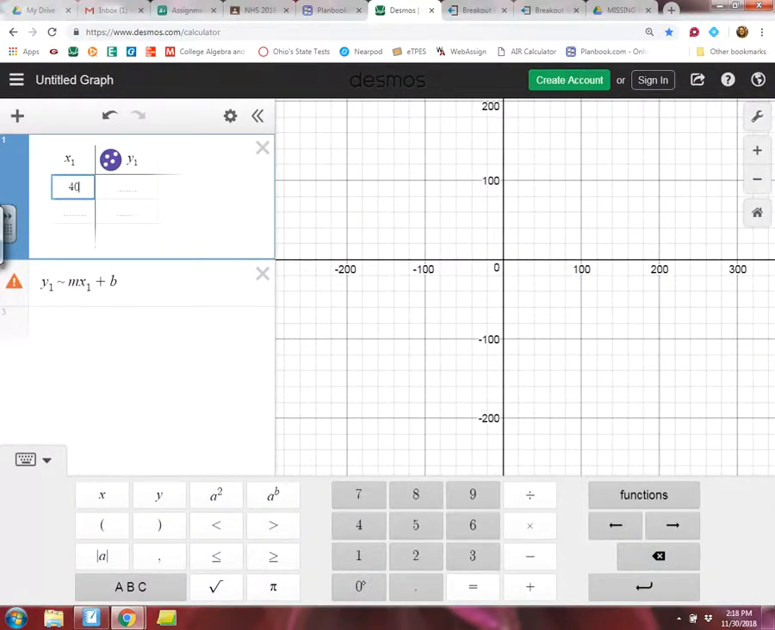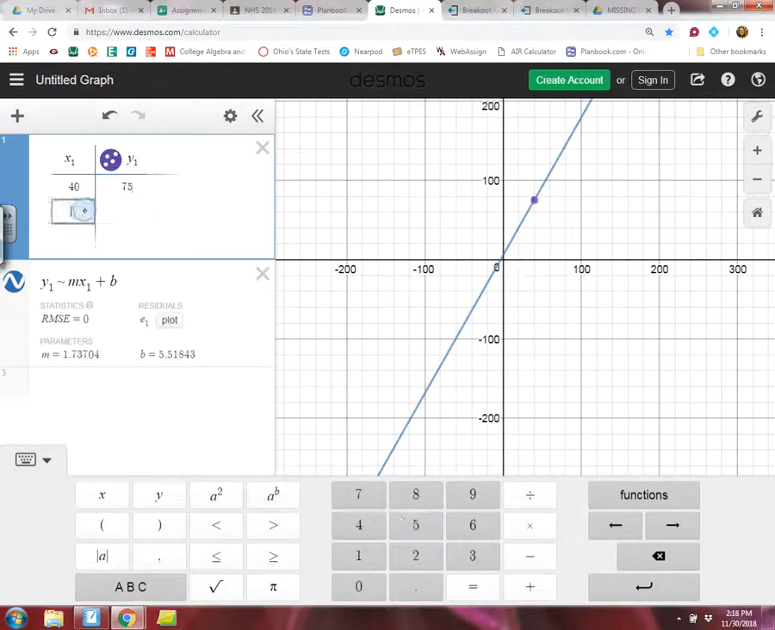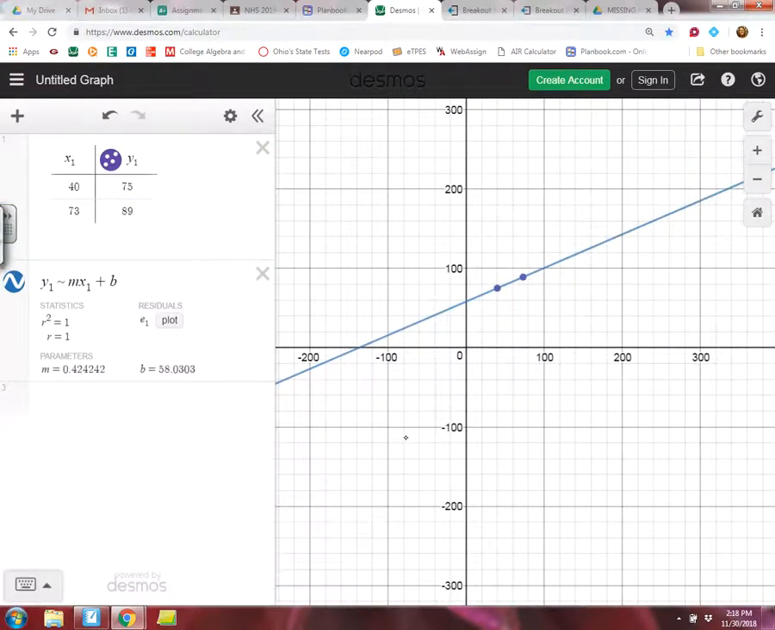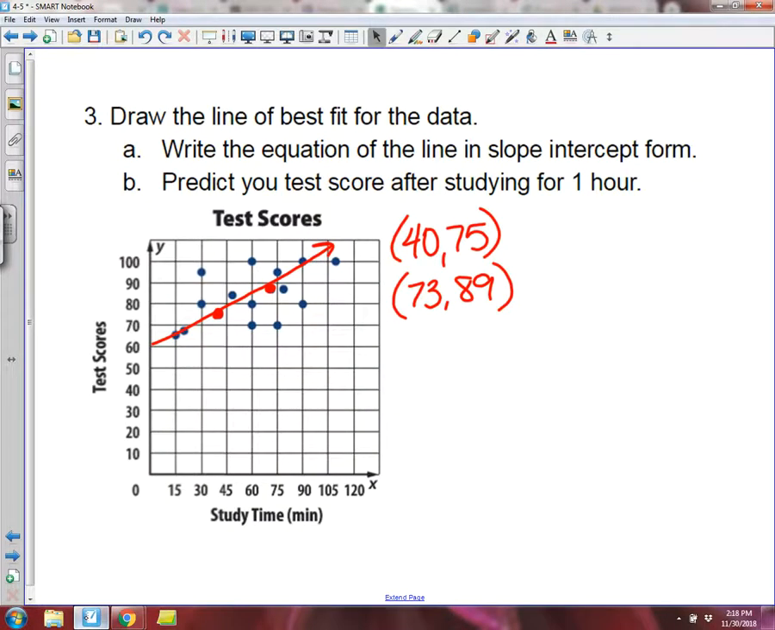Got it? Hold on a second. 40, 75. What was my other one? 73, 89. There we go. Everybody doing okay? Now, the only decimals as of right now that are repeating that I really need you to know are the 0.3 repeating, which is 1/3, and the 0.6 repeating, which is 2/3, okay? All of these, let's just round it to 2 decimal places. Can we do that? Okay, so what's your equation of this line?